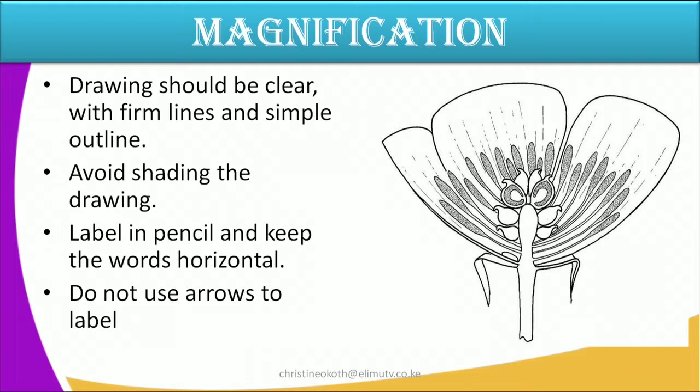Then while you are labeling in pencil, keep the words horizontal, and remember we say that there should be no crossing of labeling lines. Then another important aspect, do not use arrows to label the diagram. Just use straight lines. And then another thing, remember that your drawing must have a title. For example, you are drawing the structure of a leaf. Just label there the external structure of a leaf.